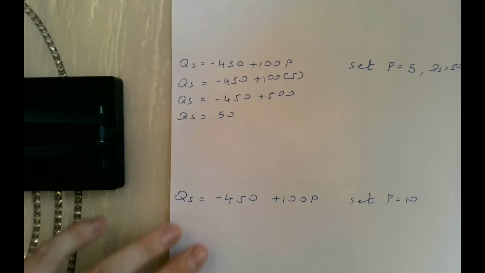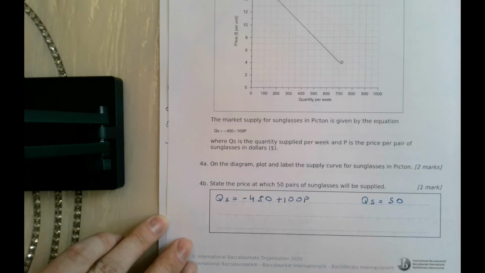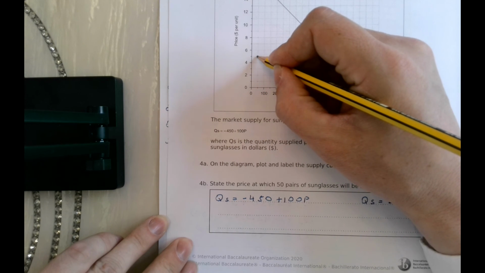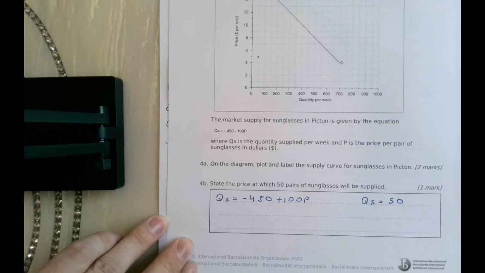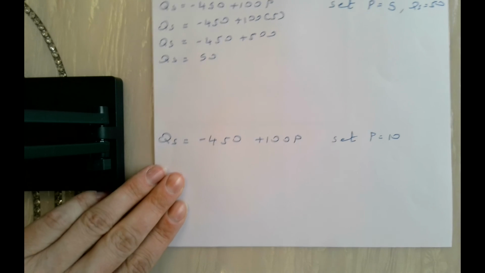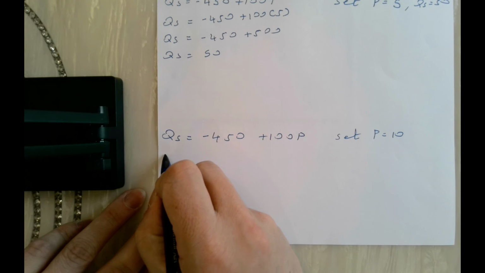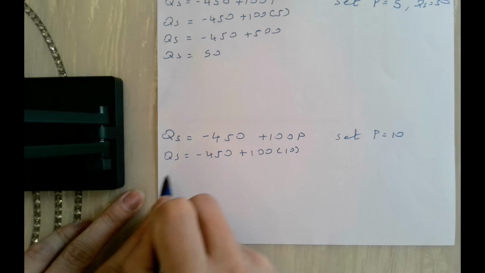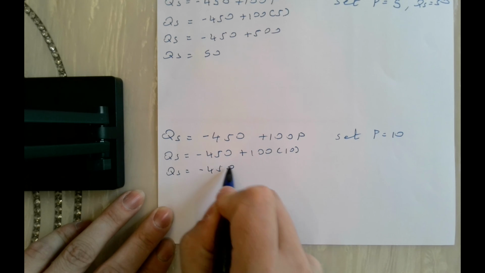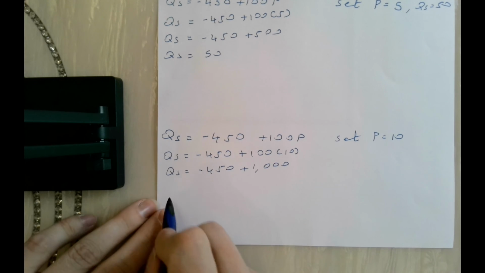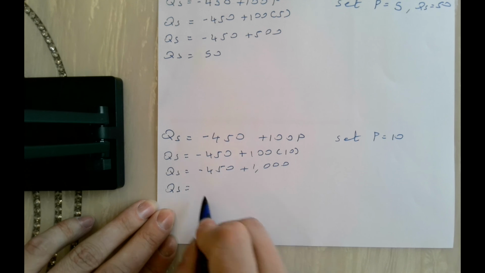So let's see if this works out here. Okay, here's 50, no problem there. And if we go up along here, here's 5, so we put our dot there. That works because that is on a spot where two lines cross. The graph paper has a line for both of those. And then I'm going to choose a price of 10. So QS equals minus 450 plus 100 times 10. QS equals minus 450 plus 1000, which is 550.